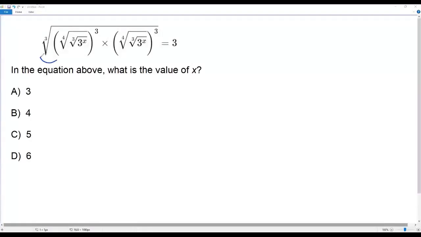Here we have a problem on exponential equation. In the given exponential equation, we have to find the value of x. Here we find the fourth root of cube root of 3 to the x power. The same stuff we have over here.